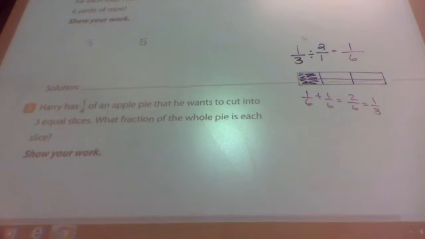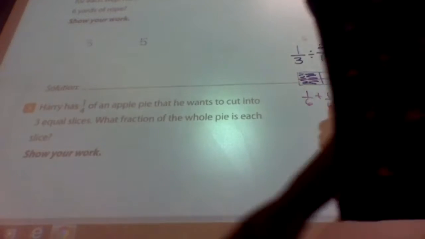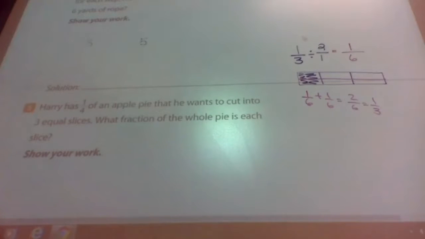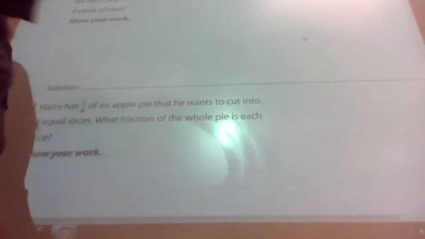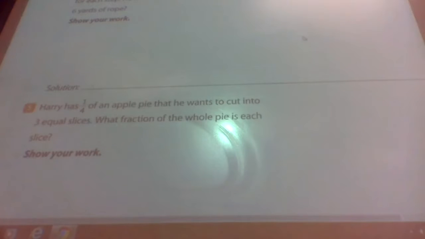It says Judy is making a rope ladder. She uses a 1/2 yard of rope for each step. How many steps can she make with 6 yards of rope? Now, how many yards of rope does she have? 6. She has 6 yards of rope. What is she going to do with that 6 yards?